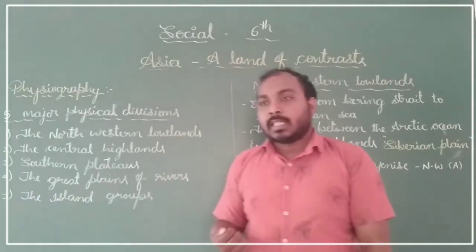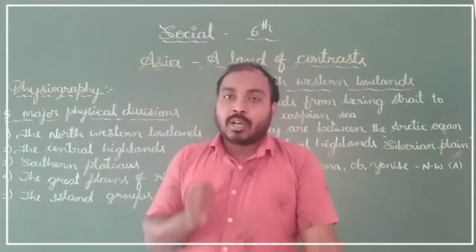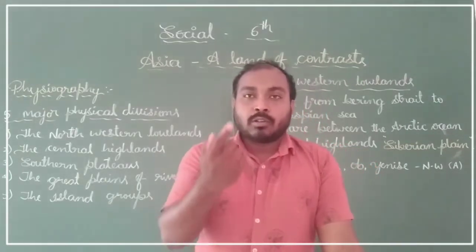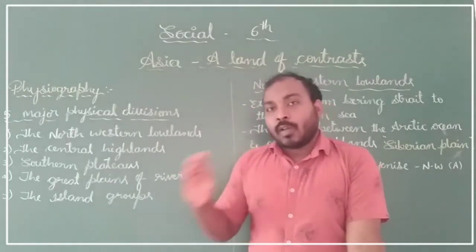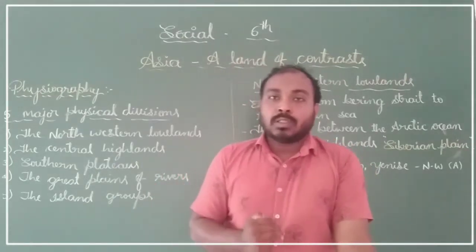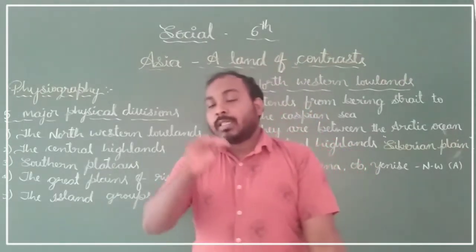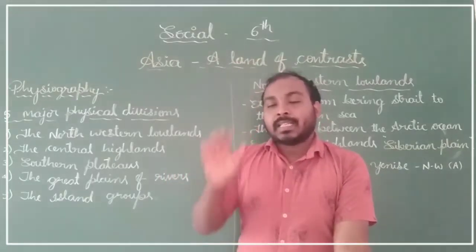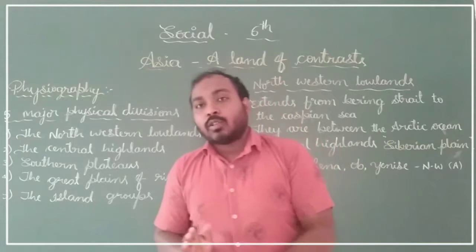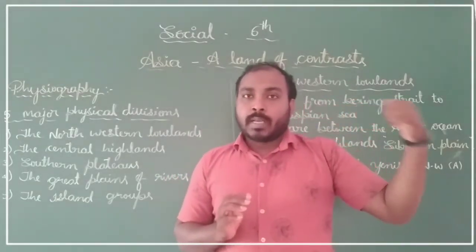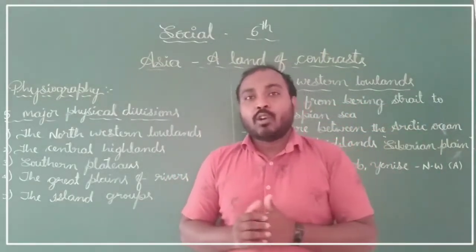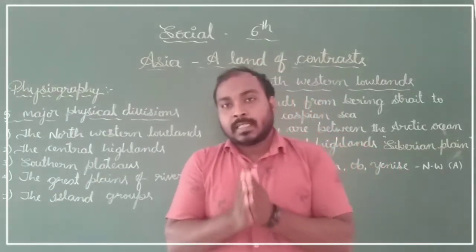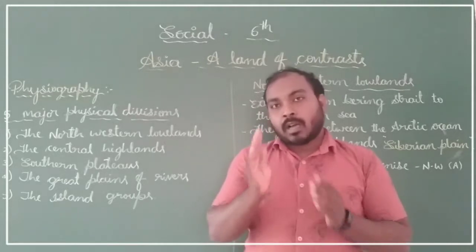When it comes to the physical settings, the Asia continent is completely surrounded by important oceans. In the north there is the Arctic Ocean, in the east there is the Pacific Ocean, and in the south there is the Indian Ocean. That is why the Asia continent is called a peninsular continent, because it has water on three sides. And in the west part there is the Europe continent. So this is all about the physical settings of the Asia continent.